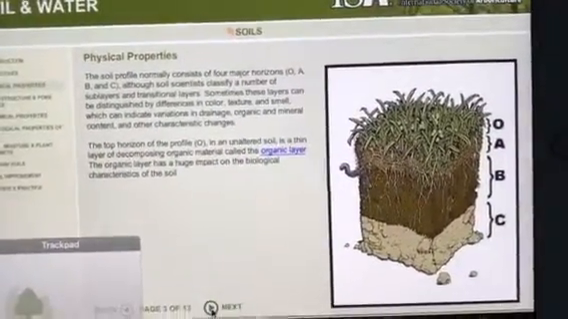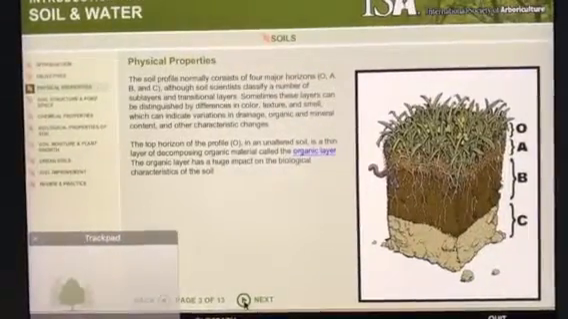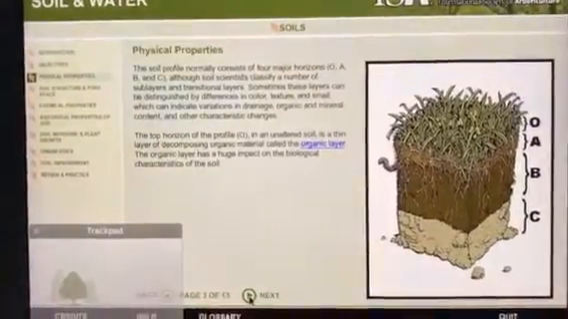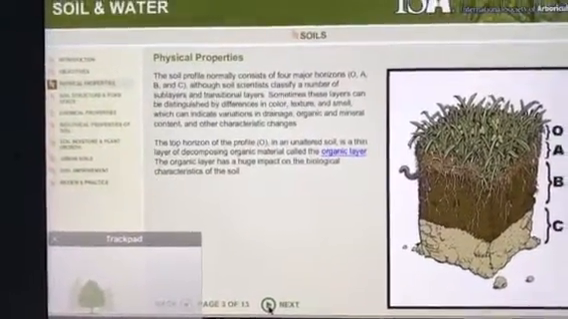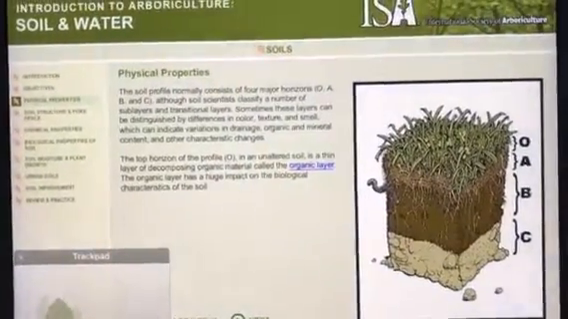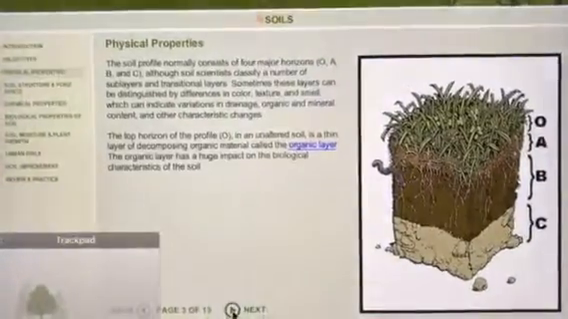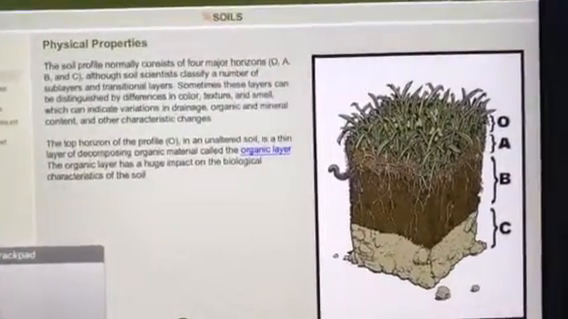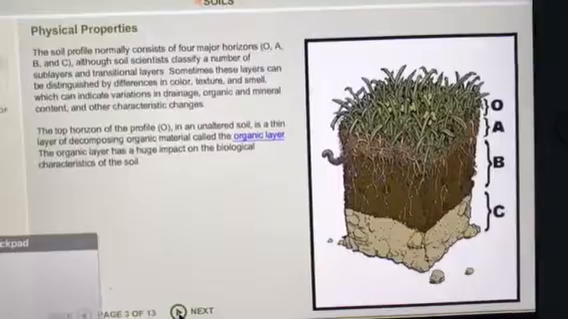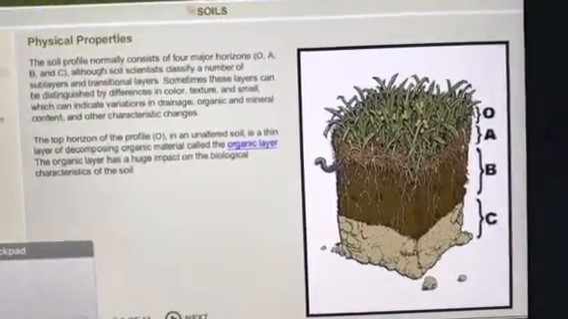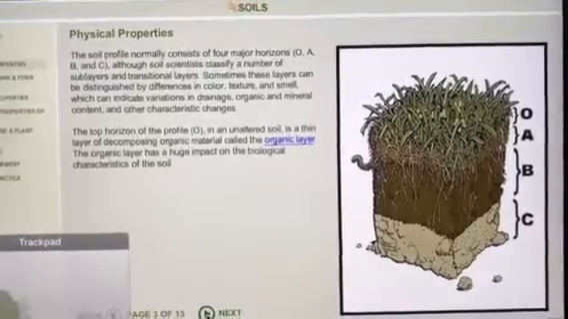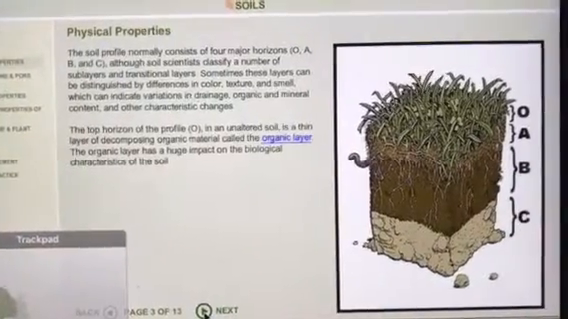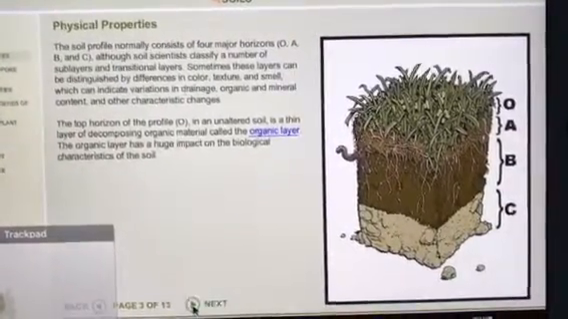Sometimes these layers can be distinguished by differences in color, texture, and smell, which can indicate variations in drainage, organic and mineral content, and other characteristic changes. The top horizon of the profile, O, in an unaltered soil is a thin layer of decomposing organic material called the organic layer. The organic layer has a huge impact on the biological characteristics of the soil.